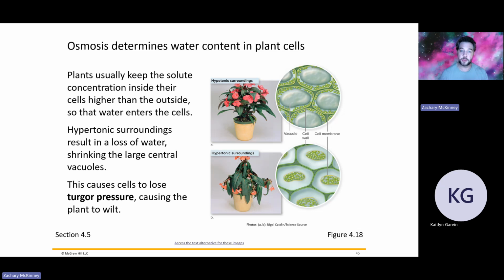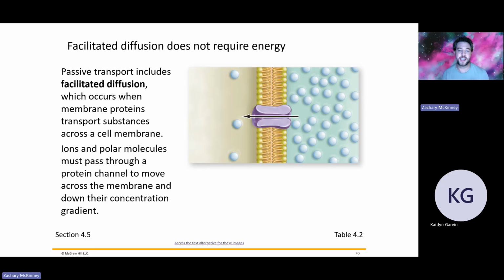Okay, so that's water movement, right? Still a passive process. Water is going to be moving down its concentration gradient passively. The third type that we talked about is facilitated diffusion. So again, simple diffusion, no protein required, is moving high to low. Facilitated diffusion means that it needs help. If you facilitate something, you're helping it along. So facilitated diffusion goes from high to low, down its concentration gradient.